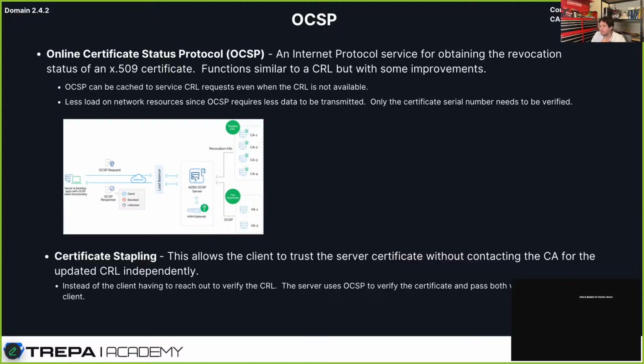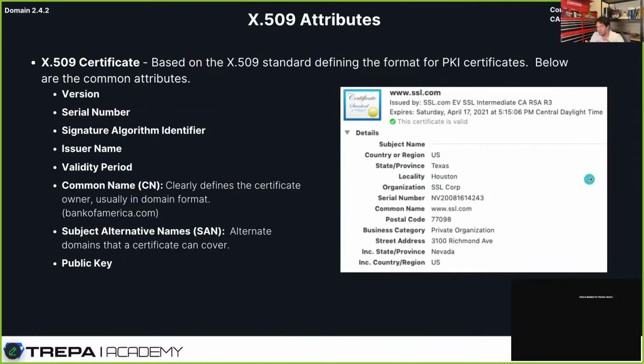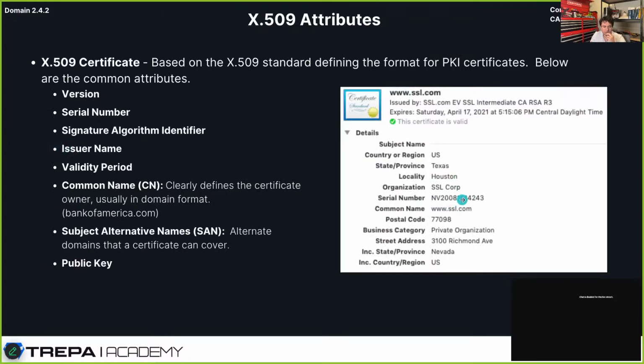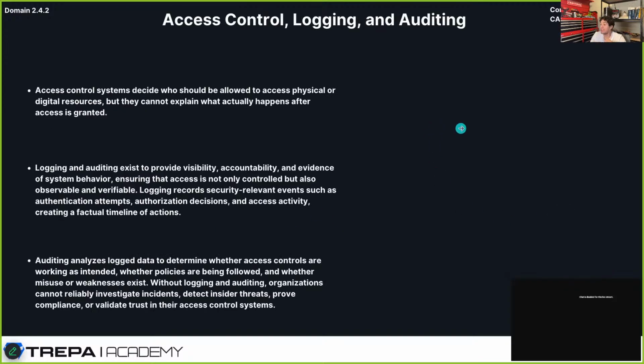And then certificate stapling. This allows the client to trust the served certificate without contacting the CA for an updated CRL independently. And then here's what an X.509 certificate looks like. And we looked at it live, right? All the things that could be part of it. So, okay, that was PKI.